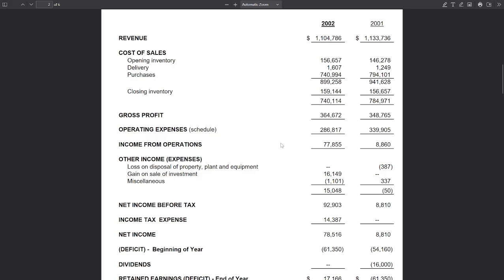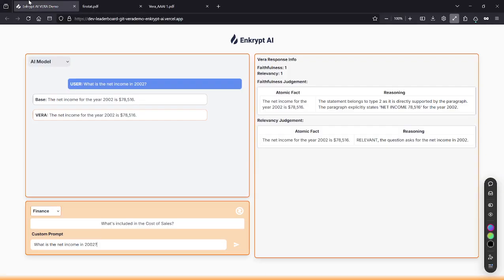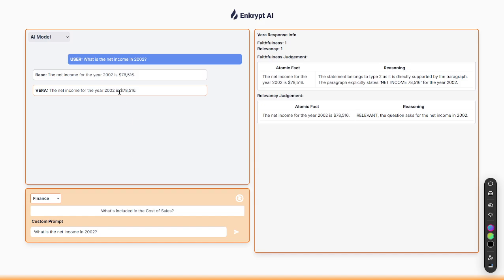So let's have a look at what the correct answer is supposed to be. So it's 78,516. And then let's look at the answer we get, which is 78,516. So now let's try a slightly more complicated question, which is what is the total cost of sales across both years?